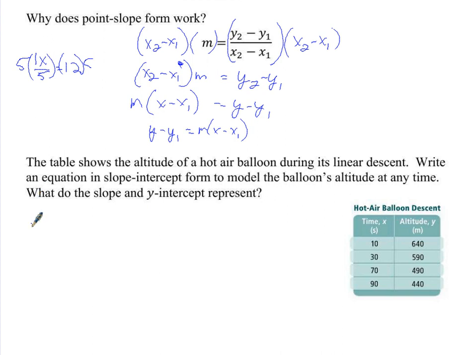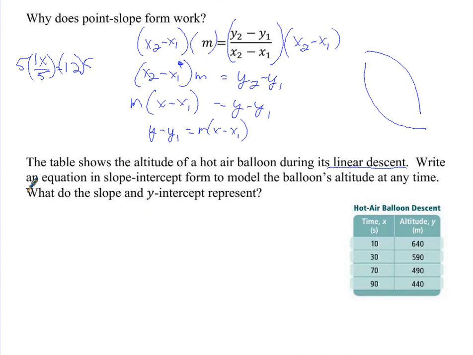The table shows the altitude of a hot air balloon during its linear descent. So if I was to graph this, because they tell me it's a linear descent, what should my graph look like? It should look like a line, because it says a linear descent. Write an equation in slope-intercept form to model the balloon's altitude at any time. What do the slope and y-intercept represent?